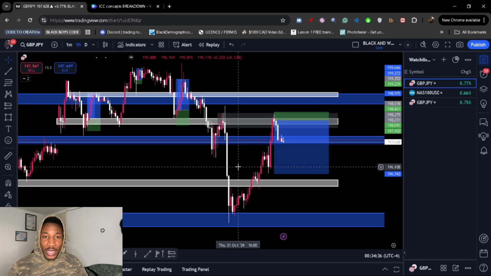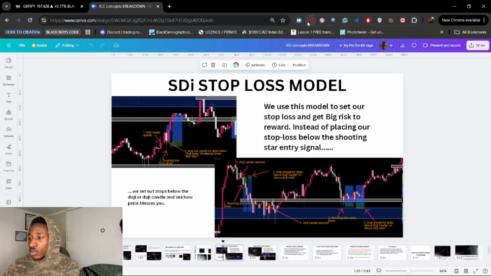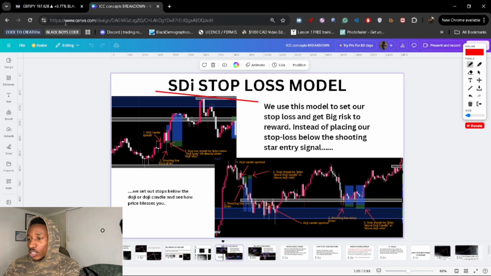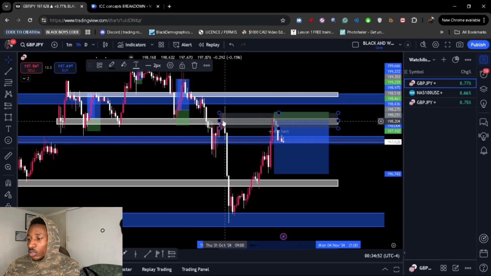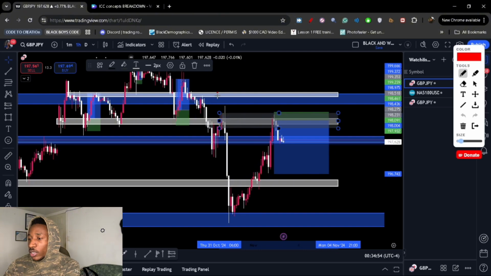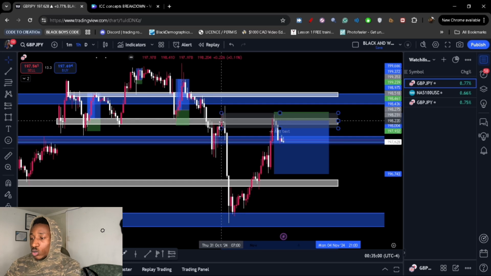So in today's video, I am going to be showing you how to never get stopped out of your trades ever again. How we're actually going to be doing this is using a stop loss model called the SDI stop loss model. Essentially, this SDI stop loss model is a mixture of seeing a doji candle form. When this doji candle forms, this is a strong sign of a resistance zone, and also a sign of liquidity.